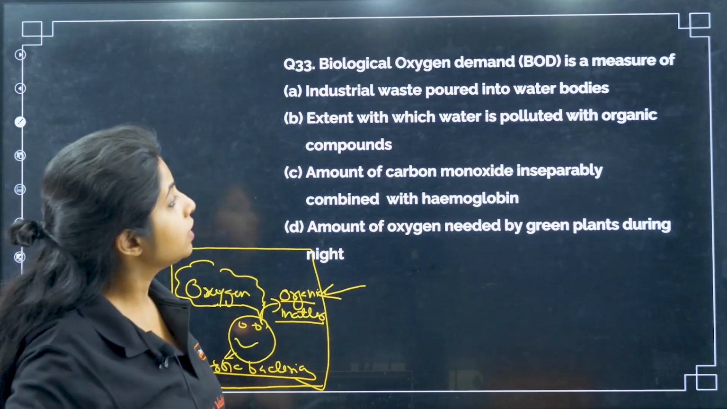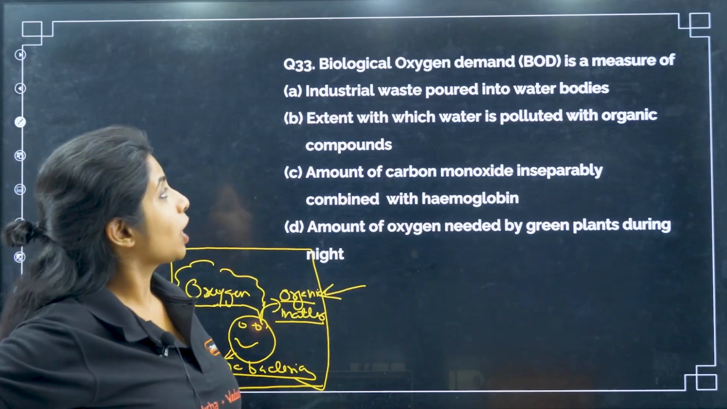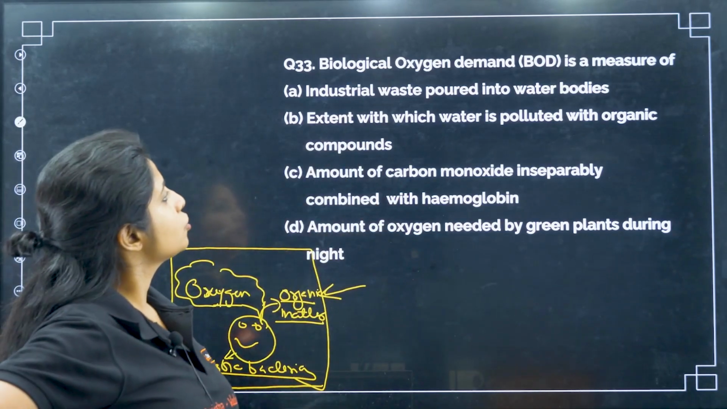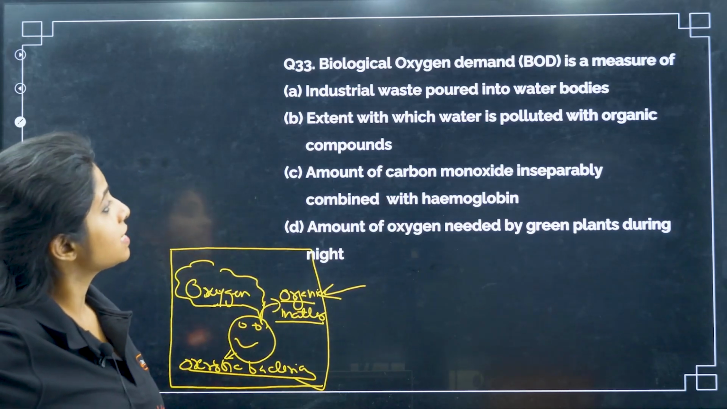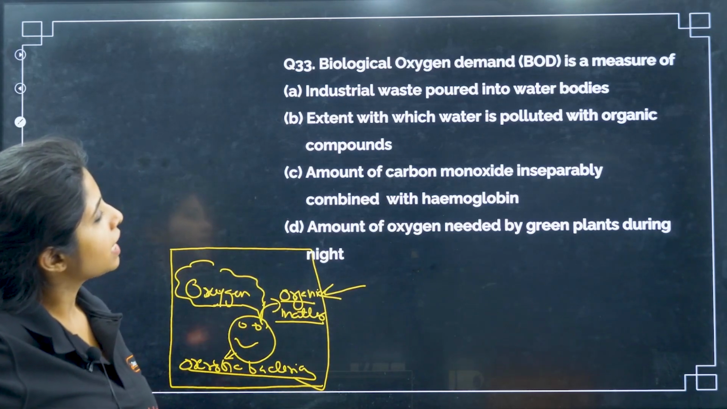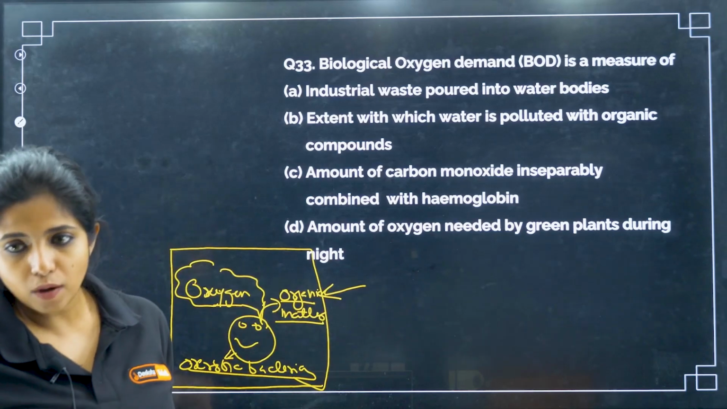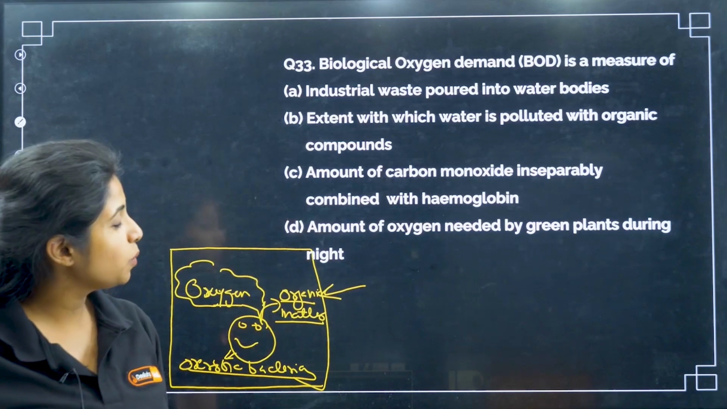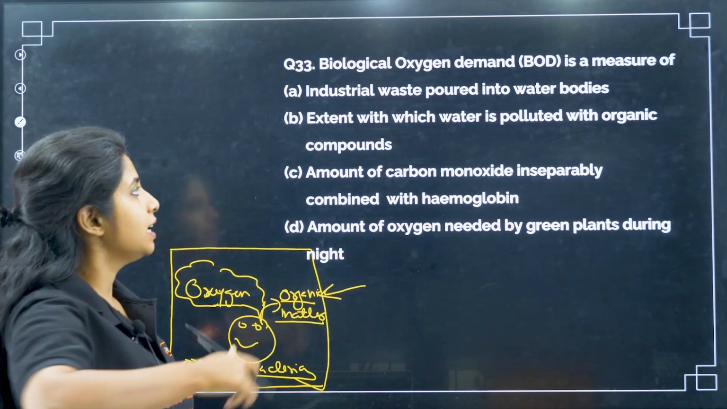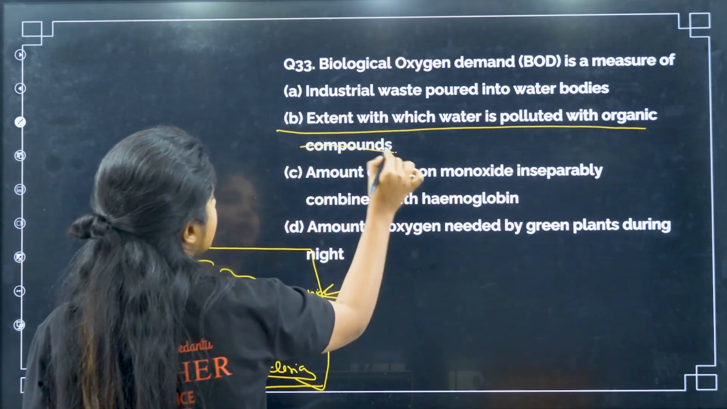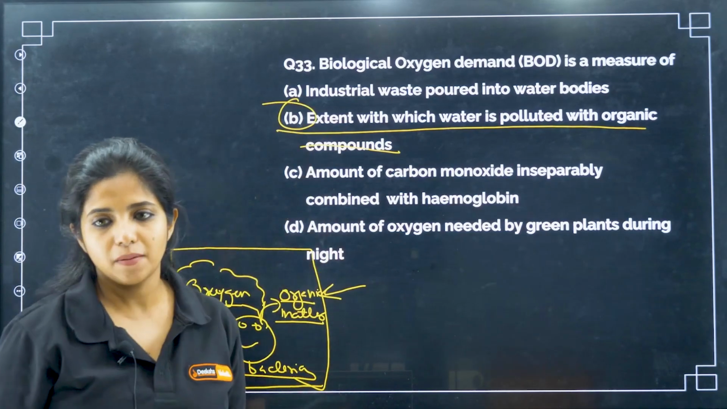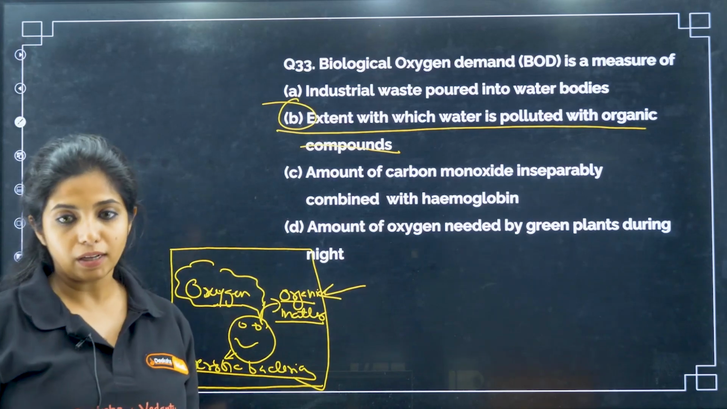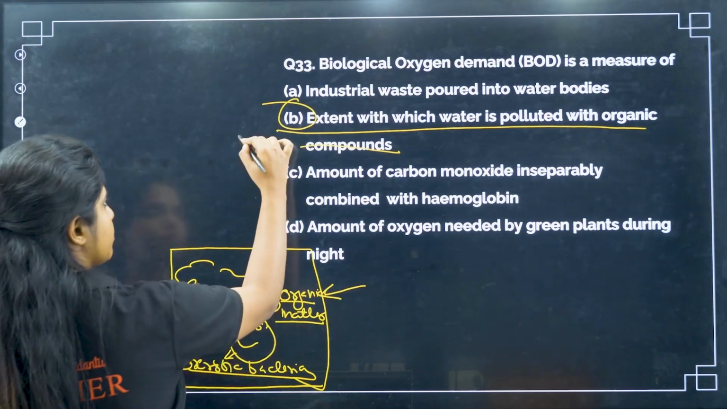Okay, so biological or biochemical oxygen demand, actually it's biochemical oxygen demand, is a measure of what? Industrial waste poured into water bodies, extent with which water is polluted with organic compounds. Amount of carbon monoxide inseparably combined with hemoglobin, amount of oxygen needed by green plants during night. It is the extent with which water is polluted with organic compounds. That is, BOD is a measure of that. To what extent is the water polluted with organic compounds? Okay, so this becomes your answer.